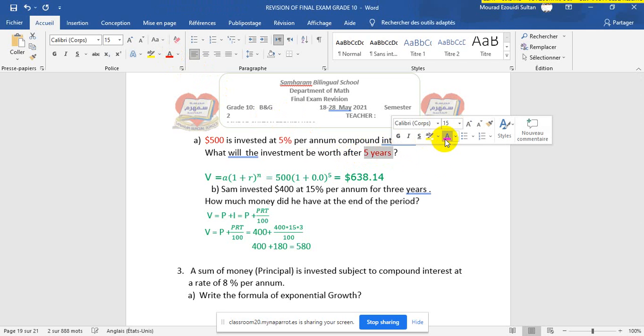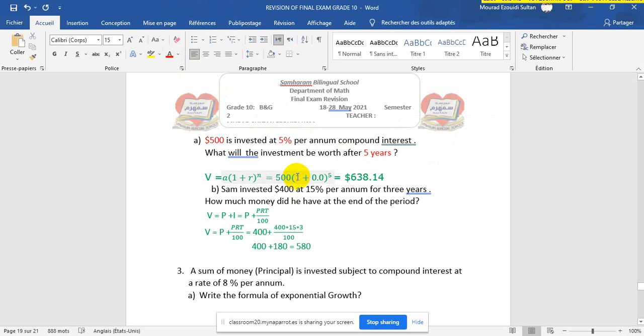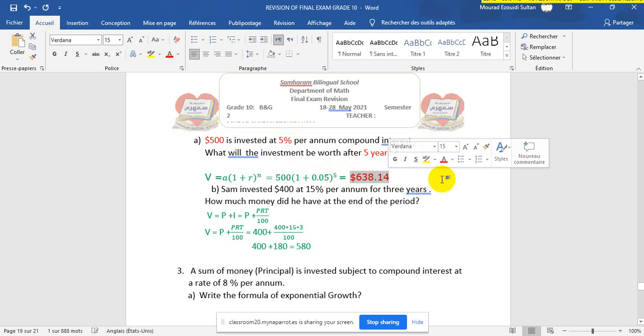Just my daughters, the calculation: you will make 500 multiplied by 1 plus 0.05. This is 0.05 because 5% is 5 divided by 100. Then all to the power 5. You will use your calculator and you will find this number. Okay, this is the correct answer. In the exam, this one will change. It will be, for example, 400 or 600. Just apply what is given.